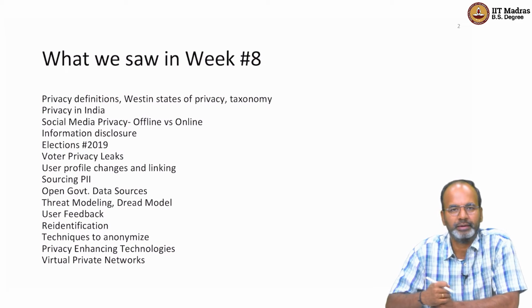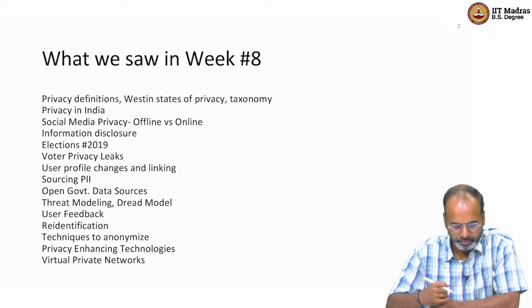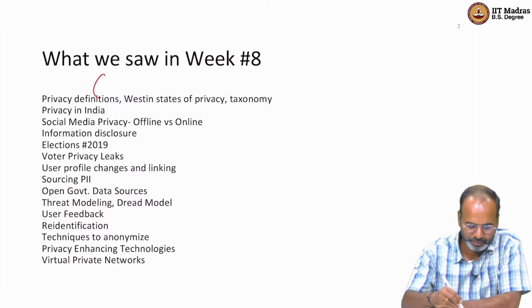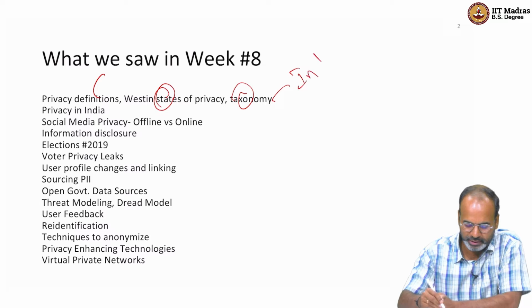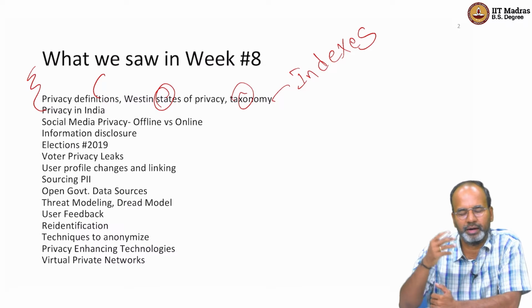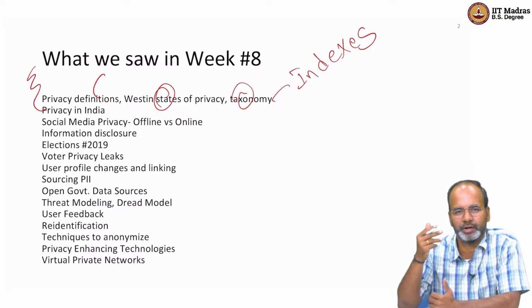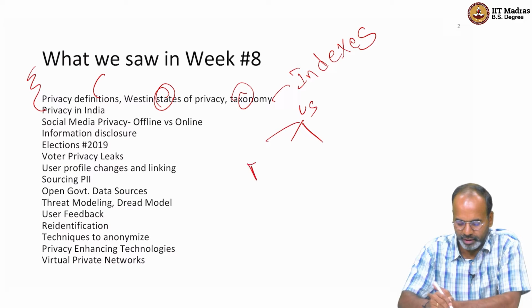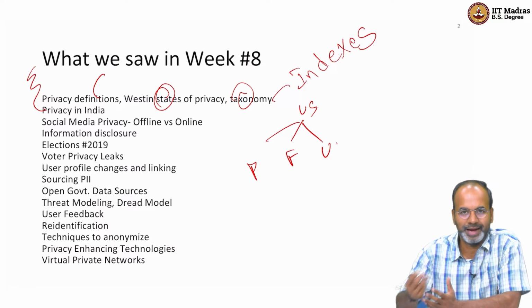What did we see in week 8? In week 8, we started off with what is privacy, what is the definition of privacy, what are Western states of privacy, taxonomy. Then we saw privacy indices. Then we specifically saw what is privacy in India, some studies analyzing the perceptions of Indian citizens in the context of privacy, comparing it to the US. Can we actually get the three categories of pragmatist, fundamentalist, and unconcerned in India? Similar questions were asked in these kinds of studies.